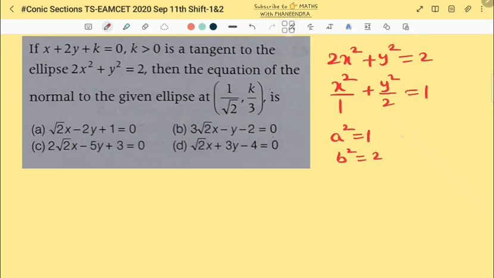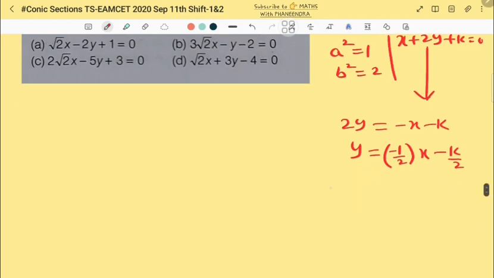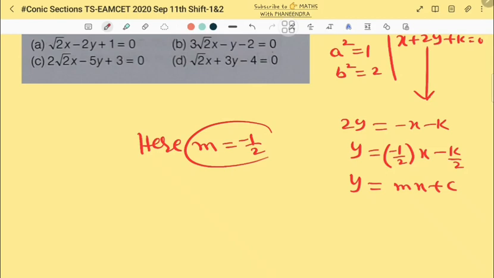So after that, the given line, make it into the form y is equal to mx plus c. So x plus 2y plus k equal to 0. This line, so 2y is equal to minus x minus k. So y is equal to minus 1 by 2 into x minus k by 2. So compare this equation with y is equal to mx plus c now. So here m is equal to minus 1 by 2 and c is equal to minus k by 2.